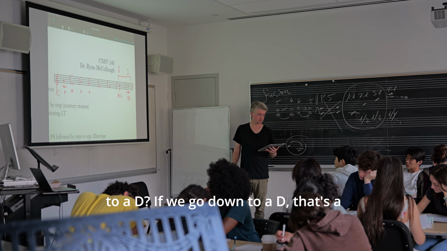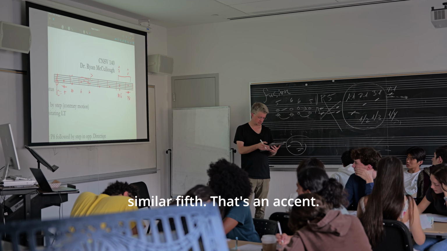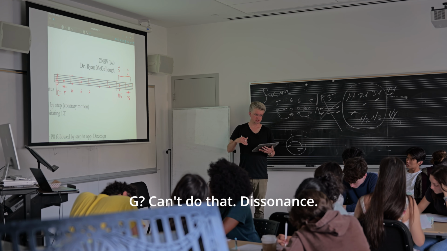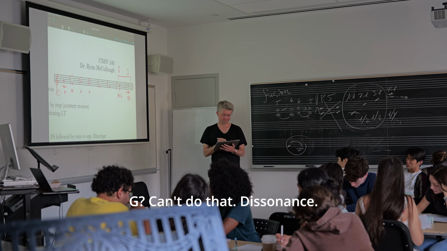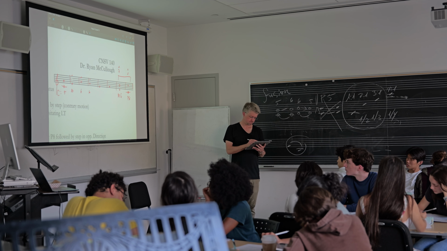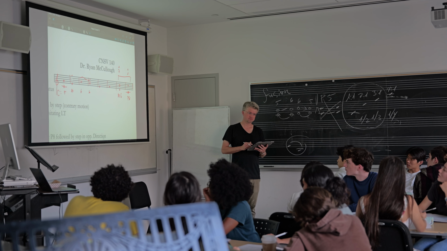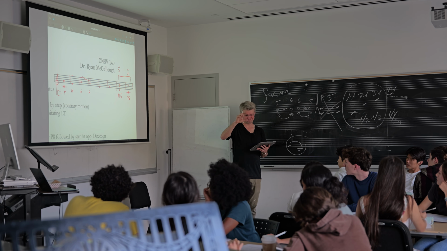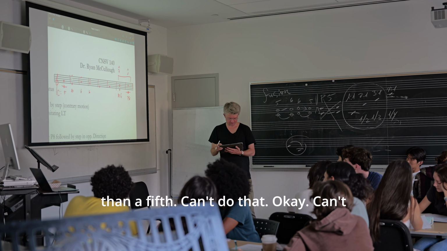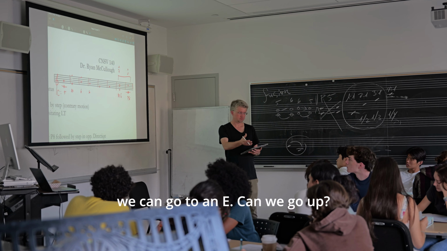Can we go down to a D? No. If we go down to a D, that's a similar fifth. Yeah. That's an accent. Okay, so no D. C, what interval is C to B? Or C to G? Perfect fourth. Can't do that. Dissonance. Okay, can we go down to a B? What interval is this? Oh, fifth. Diminished fifth. It's slightly smaller than a fifth. Can't do that. Okay? Can't go down to an A. That's a dissonance. So we can go to an E.